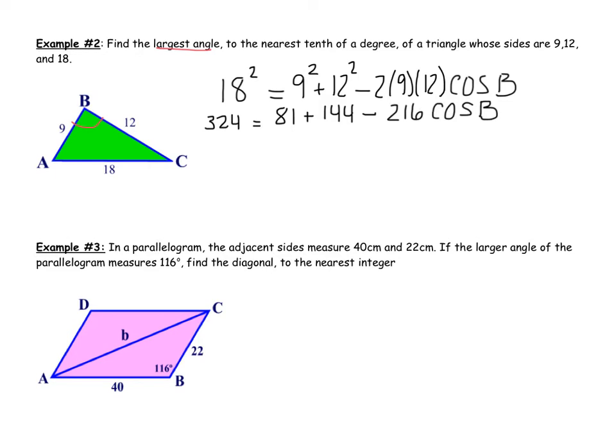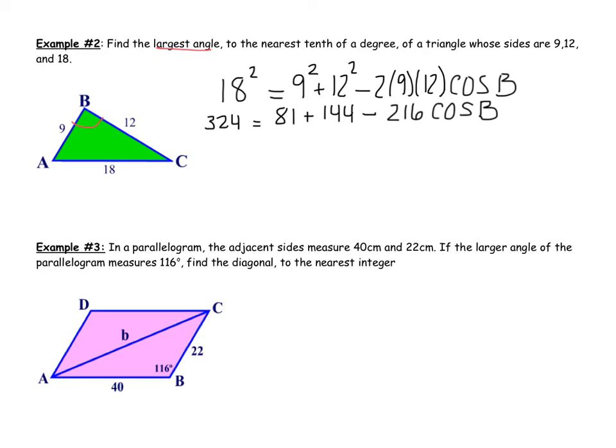Now, a lot of you are probably thinking that you can add all three of these pieces together, but you can't because this 216 is attached to the cosine of B. So for example, if I had 81 plus 144 minus 2x, would I add all of this stuff and then tack on an x at the end of it? No. So we're not going to do that same thing here.